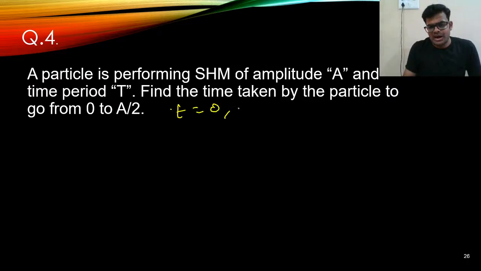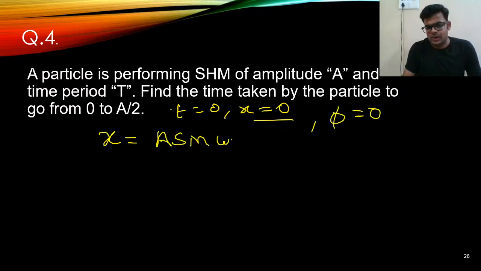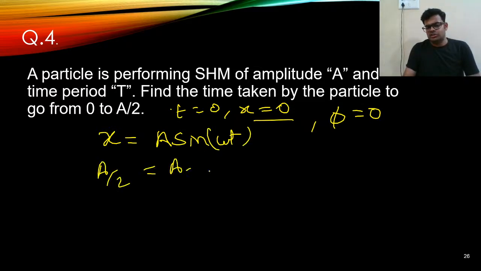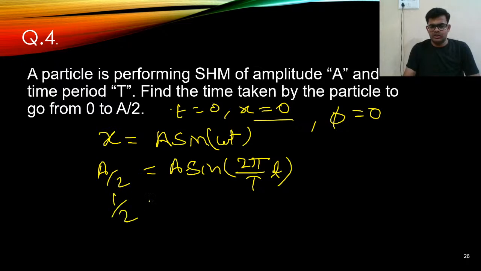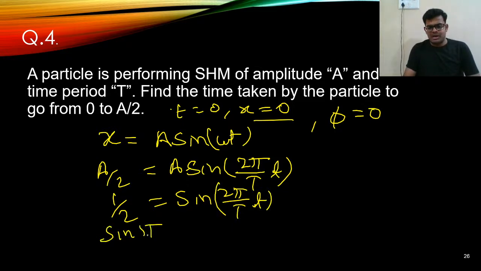At t equals 0, the particle was at mean position, meaning x equals 0, meaning phi equals 0. So the equation of SHM will be x = a sin ωt. Now the position a by 2, so I will write a/2 = a sin ωt, where ω can be written as 2π upon capital T. Now 1/2 = sin(2πt/T). Yes, 1/2 is sin π/6. So sin π/6 equals sin(2π/T × t).